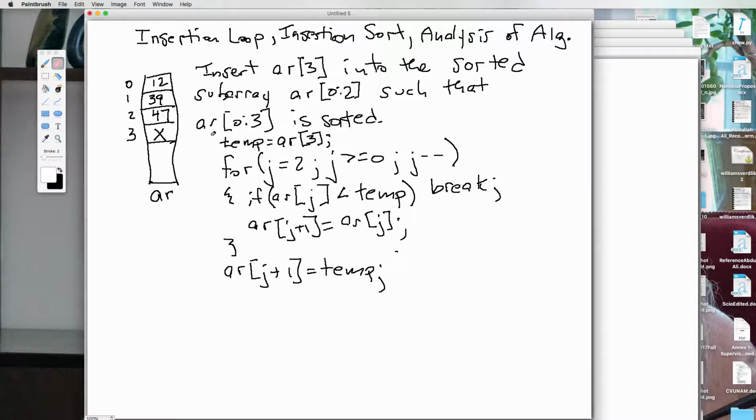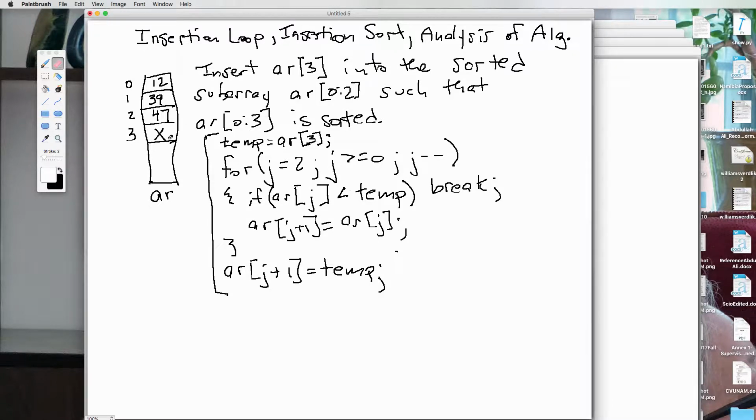Okay, so this thing over here, this is what we call the insertion loop. And we noted a couple of things here. We considered several things. We said suppose that x is less than any of these elements. Suppose x was equal to 6. Did this work? And the answer is yes.